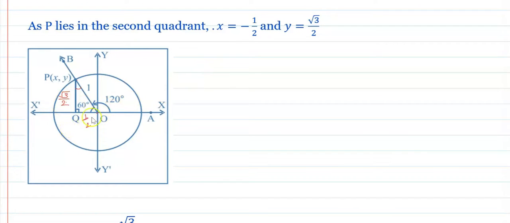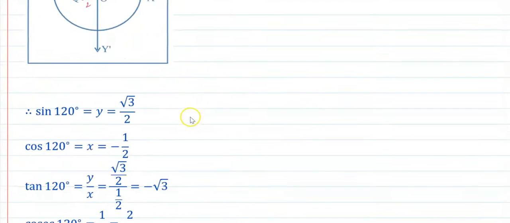Means what? Here x is equal to minus 1 upon 2 because it is on the negative x-axis, and y is equal to root 3 by 2. Once we know these two values, then we can find all the trigonometric functions.